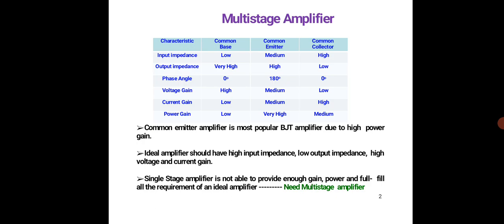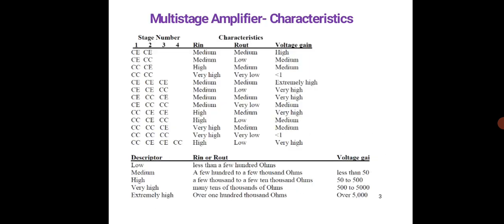An ideal amplifier should have high input impedance, low output impedance, and high voltage and current gain. A single stage amplifier is not able to provide enough gain and power and fulfill all the requirements of an ideal amplifier. That's the reason we go for a multistage amplifier. In a multistage amplifier we have various stages, you can go up to 4 stages, and it could take different combinations. For example, I may have two common emitter stages and one common collector, or common collector, common emitter, common collector.